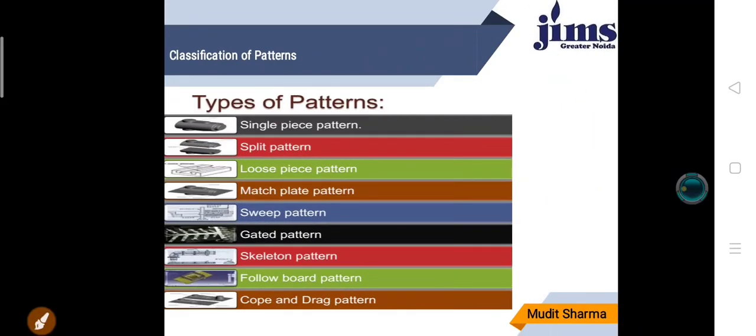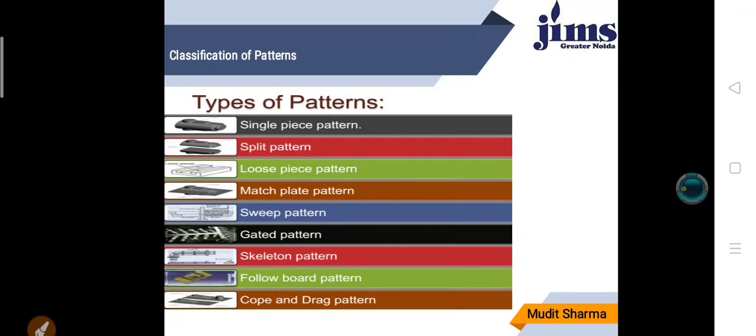Now, types of pattern: single piece pattern, split pattern, loose piece pattern, match plate pattern, sweep, gate, skeleton, floorboard, cope and drag, etc. These are the many different kinds of patterns. So first of all, before discussing the classification of pattern, I want to discuss on which factors we select our pattern.